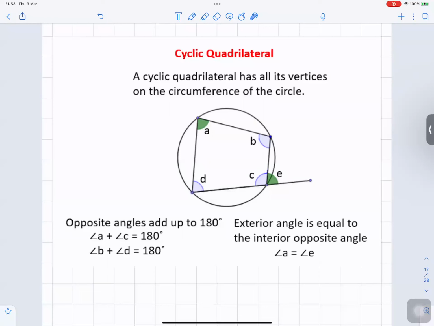We will need this information for the next question. A cyclic quadrilateral has all its vertices on the circumference of a circle. That's the circle, and that's a vertex there, a vertex there, a vertex there, a vertex there. So 1, 2, 3, 4. These two opposite angles, A plus C, is 180. And B plus D is 180.